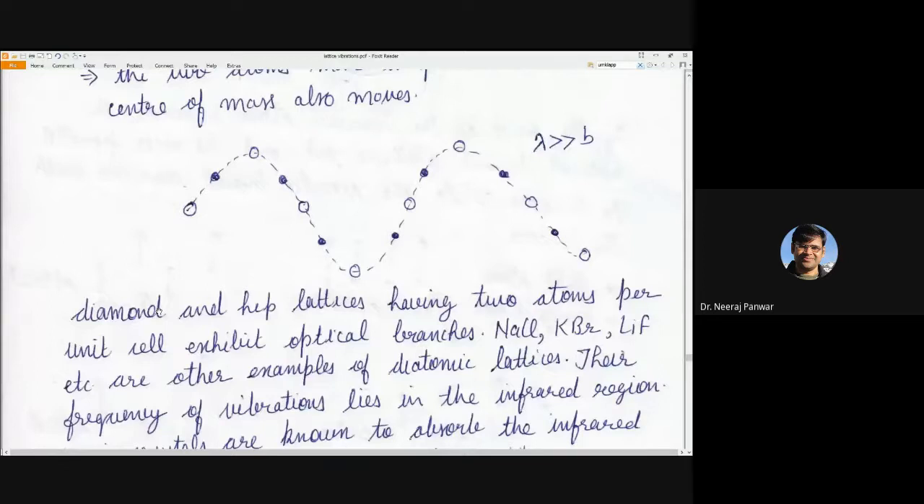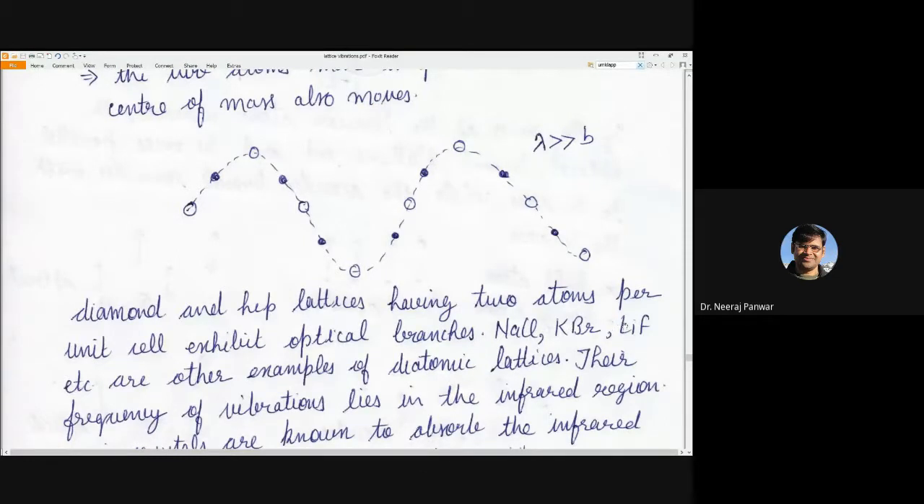Diamond and HCP lattices having two atoms per unit cell exhibit optical branches, because diamond has an FCC structure, and it has two atoms in a basis. So if we have the FCC lattice, on every lattice point we put a basis of two carbon atoms, then we will get the diamond structure, and the position of atoms in the basis is 0 0 0 and quarter quarter quarter.